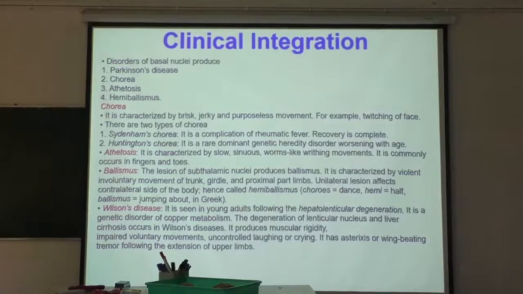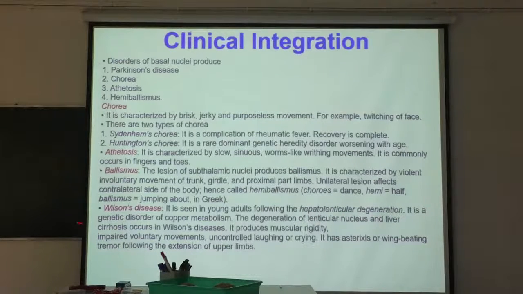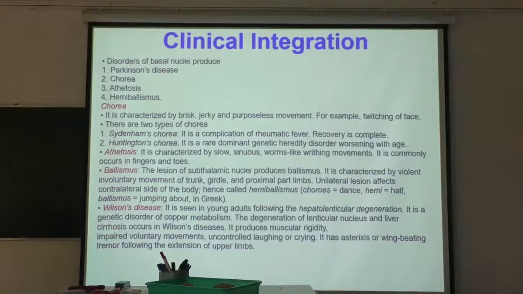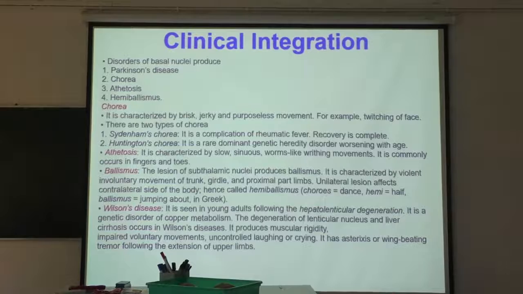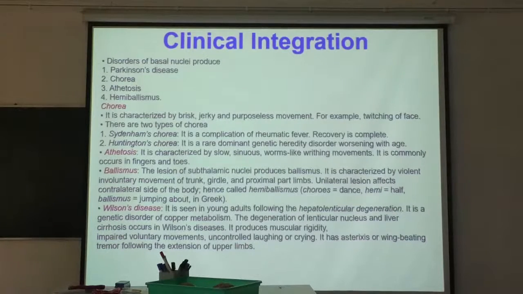Okay. Next is Wilson's disease. It is seen in young adults, following hepatolenticular degeneration. It is a genetic disorder of copper metabolism. The degeneration of lenticular nucleus and liver cirrhosis occurs in Wilson's disease and it produces muscular rigidity, impaired voluntary movement, uncontrolled laughing or crying. It has asterixis or wing beating tremor following the extension of the upper limb. Okay.